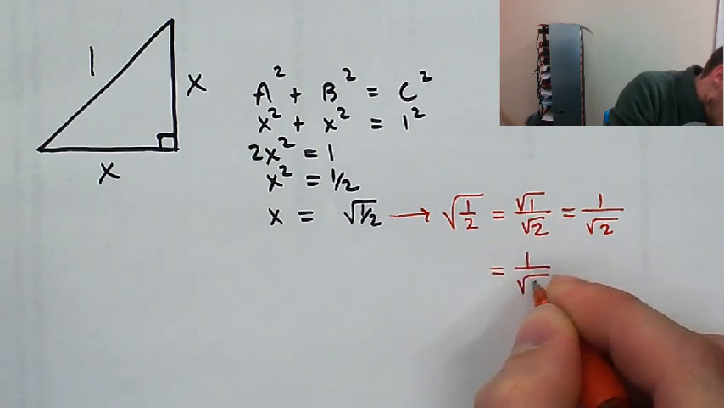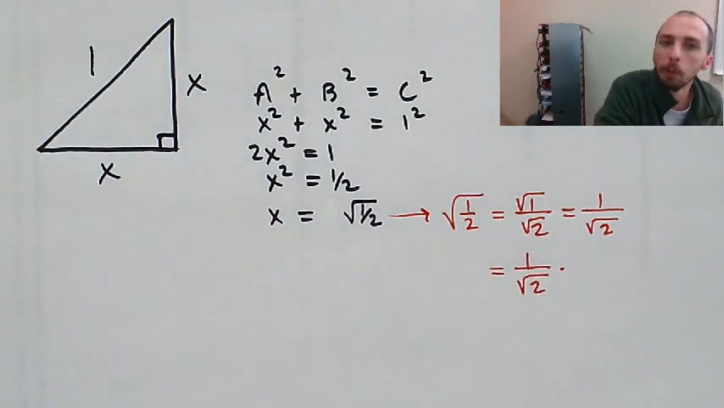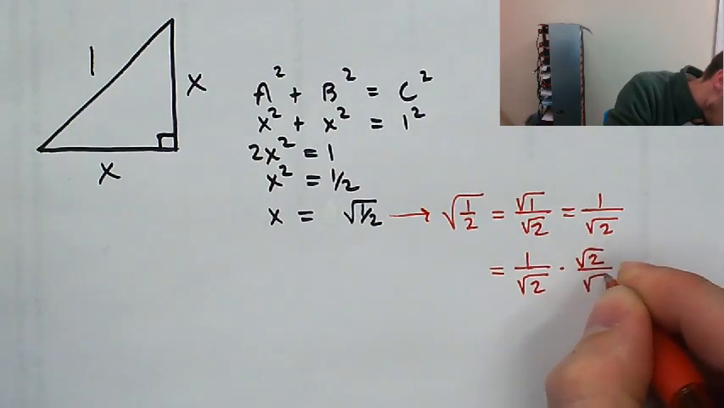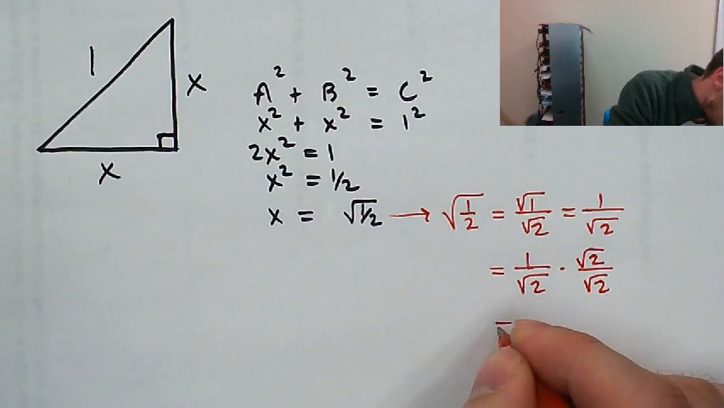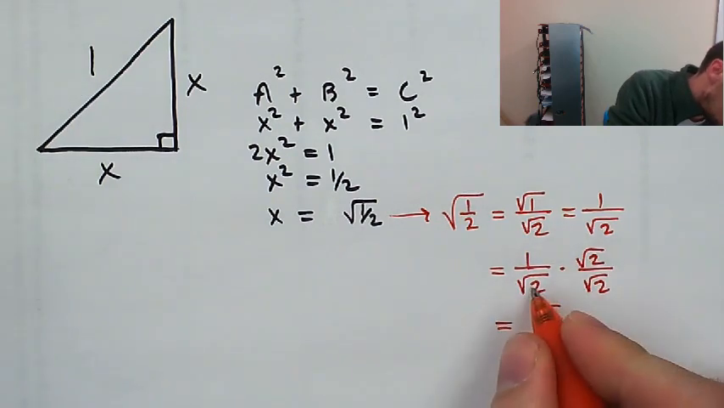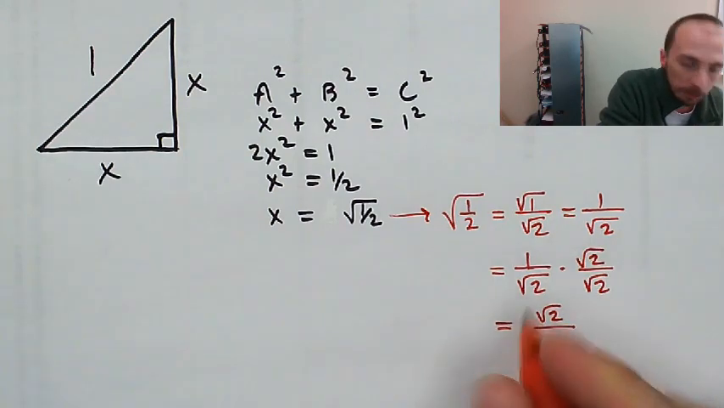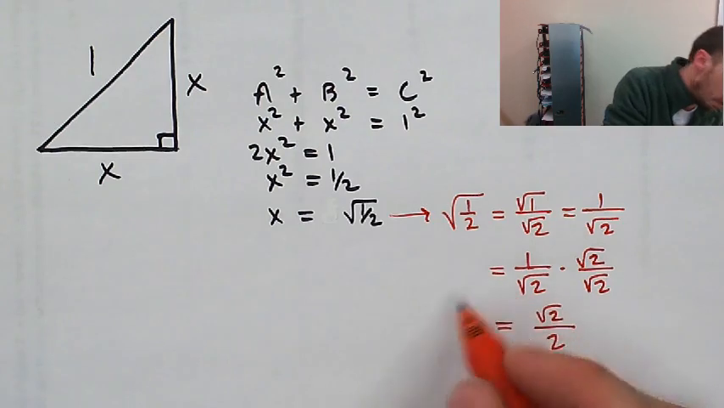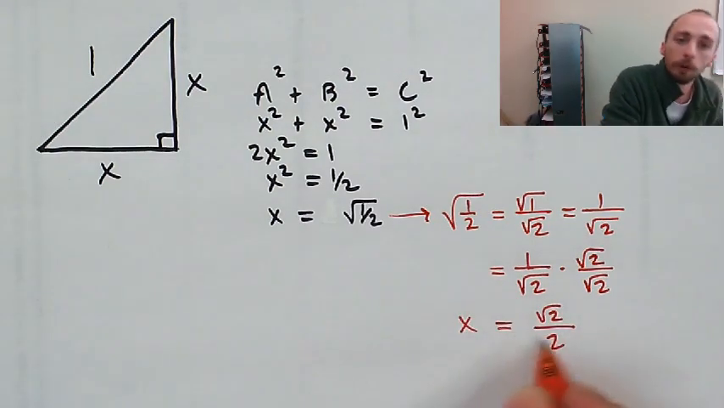So what I'm going to do is take this number and multiply it by 1 so I'm not changing the value. I'm going to multiply by root 2 over root 2. And you've probably seen this before, like in a geometry class. But 1 times square root of 2, that's root 2. And then in the denominator, root 2 times root 2, well, that's going to be 2. And so x in simplified radical form is root 2 over 2.